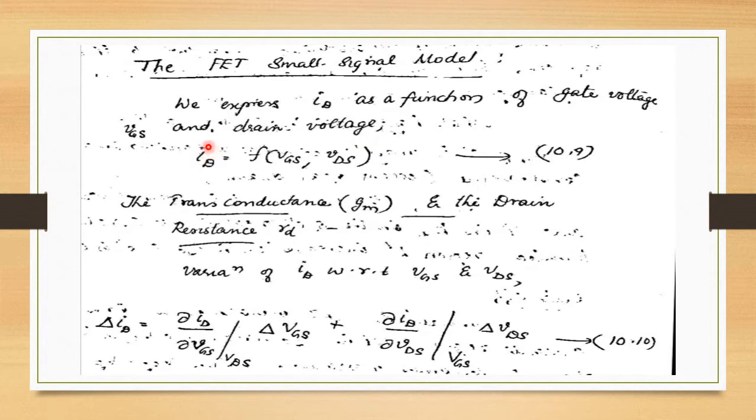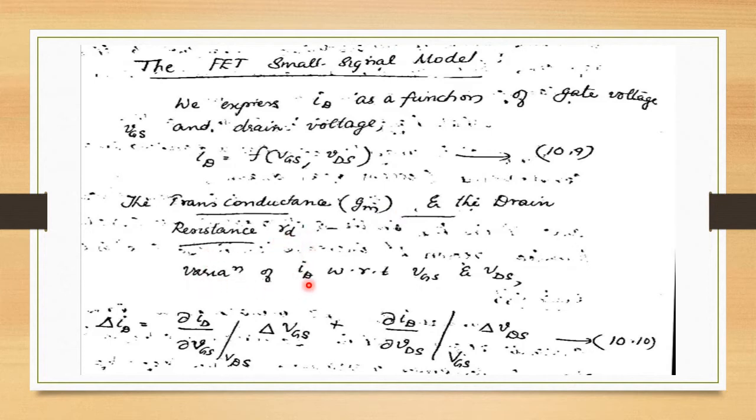Here we have used lowercase letters for the small signal. When we apply signal, we use the small letters, right? So ID is varying with VGS and VDS. So ID is a function of VGS and VDS. Let it be equation 10.9. Now we define two important parameters of FET. First one is transconductance GM and the second is drain resistance RD.